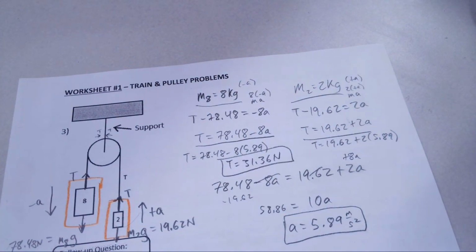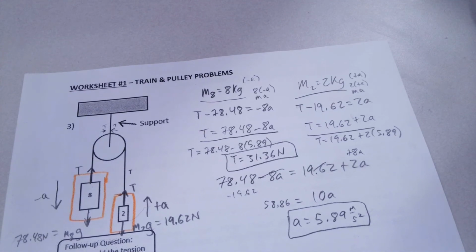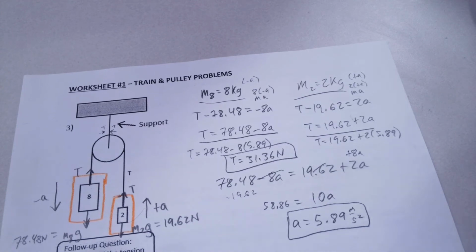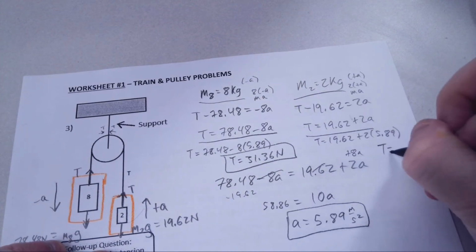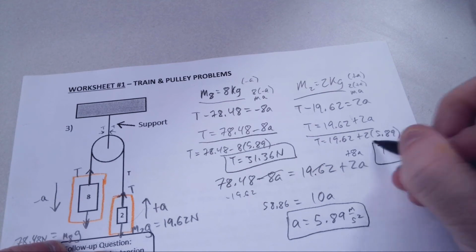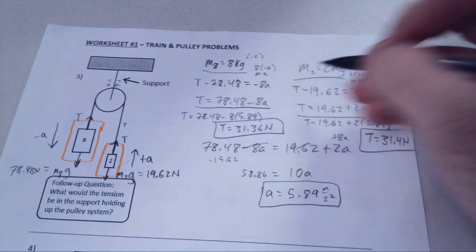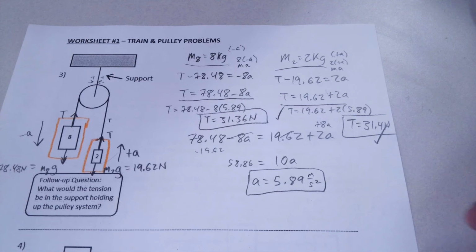And then over here, 19.62 plus quantity 2 times 5.89, and we get 31.4. That is within rounding. If we had not rounded at all during this, we would have gotten the same answer. So that is within, like I said, a tenth of a Newton. So that is good to go for that one.